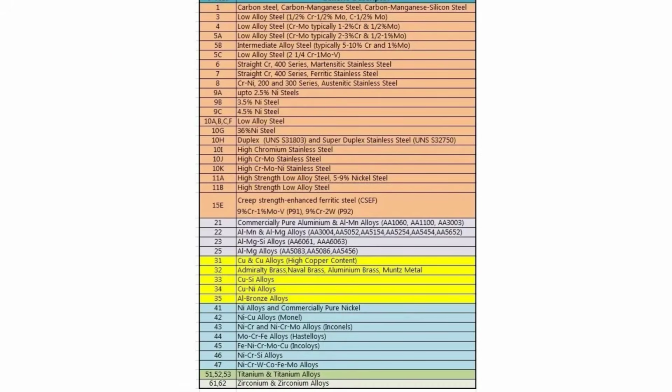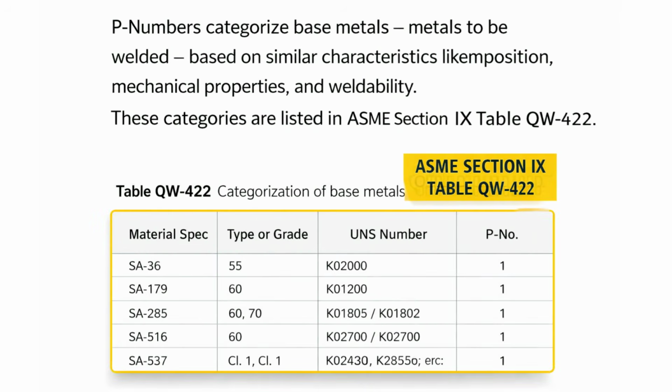P numbers categorize base metals, the metals to be welded, based on similar characteristics like composition, mechanical properties, and weldability. These categories are listed in ASME Section IX Table QW-422. For example, carbon steels such as SA-36 and SA-516 Grade 70 fall in the same P number group, so a procedure qualified for one can often be used for the other. But remember, we still need to consider design, service conditions, and heat treatment.